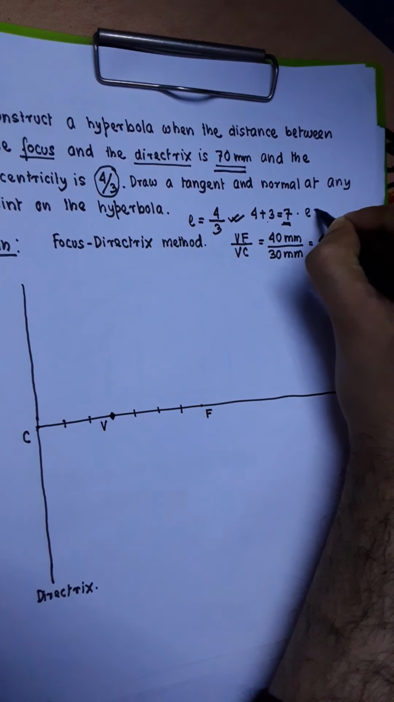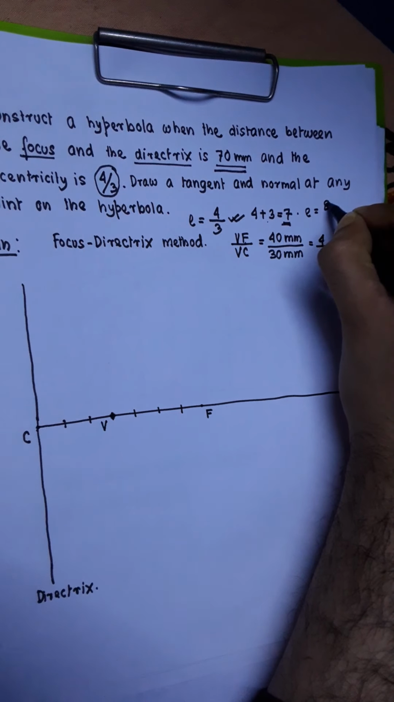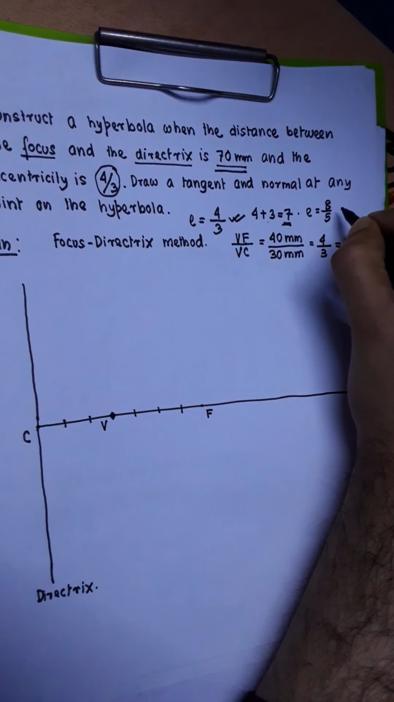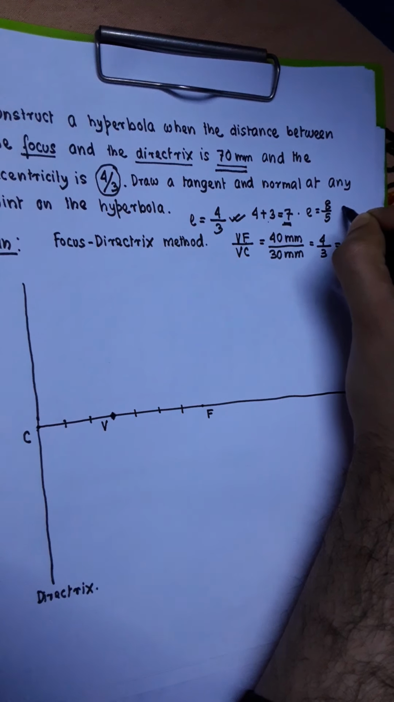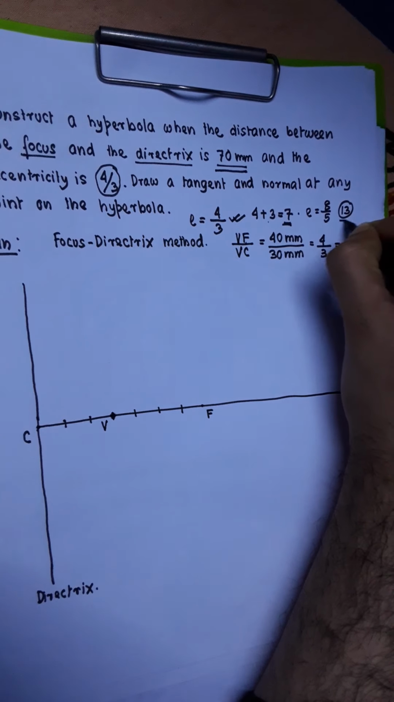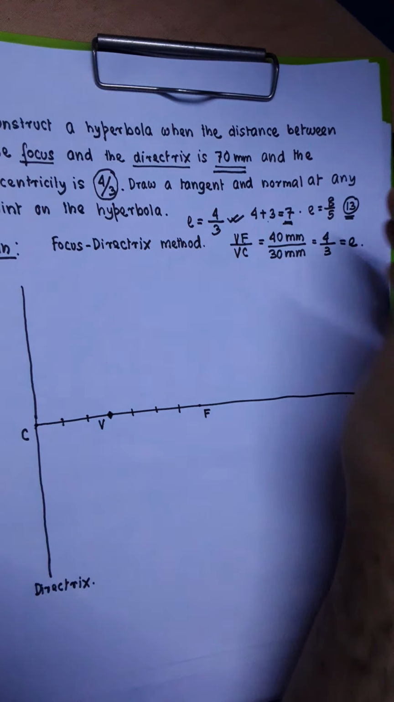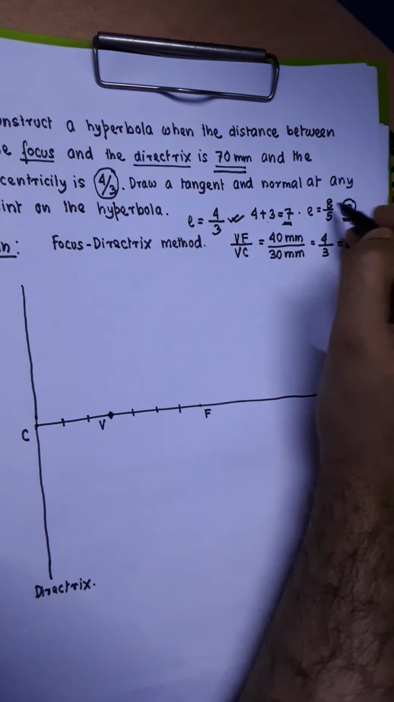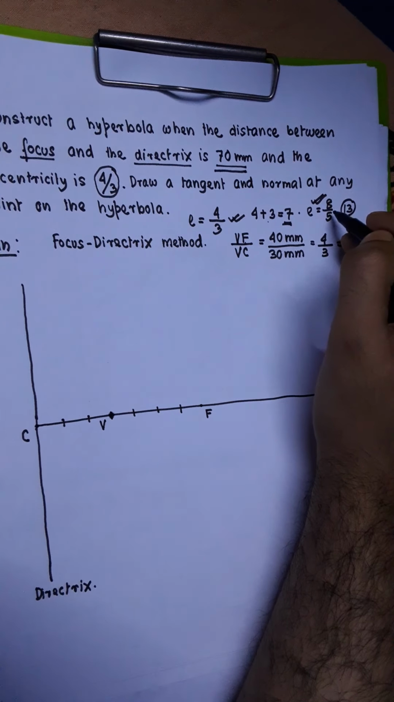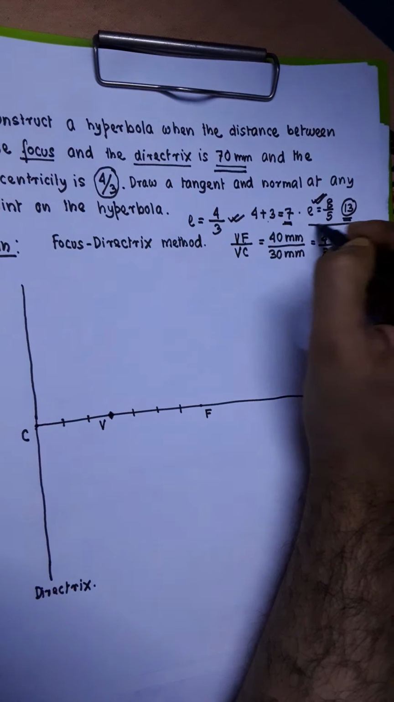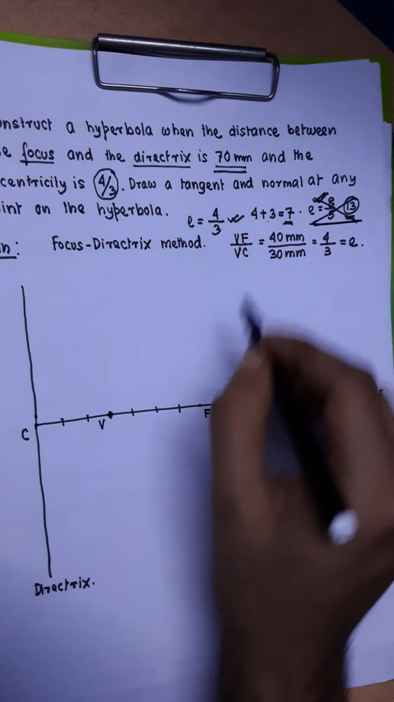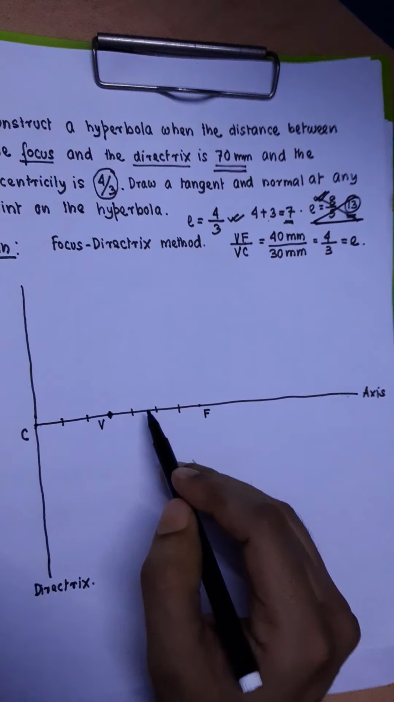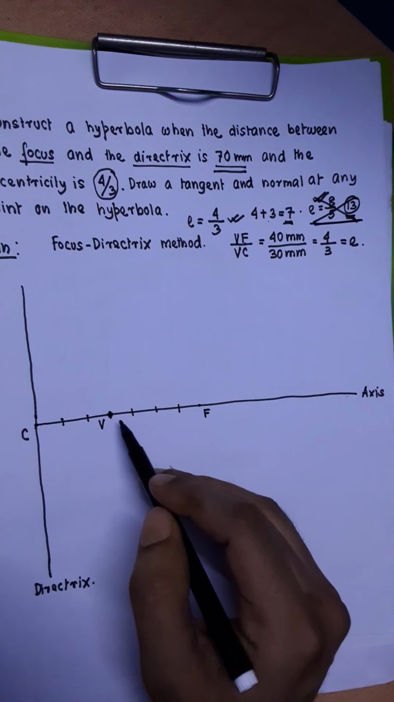Similarly, if we had an eccentricity value of, say, 8 by 5, then we would require dividing the distance CF into 13 equal parts and taking the vertex on the 8th division from the focus side or on the 5th division from the directrix side in order to satisfy this eccentricity value. So depending upon the eccentricity value, you have to determine how many equal parts you want to divide the distance CF into and where you want to take the position of the vertex.